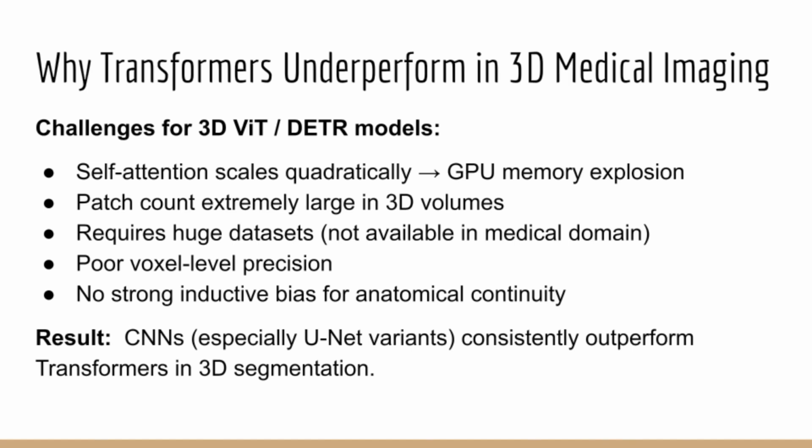The second one is structural limit. Transformers lack the strong inductive bias crucial for anatomical continuity, struggling to achieve the required voxel-level precision. The conclusion is evident. CNN's, especially U-Net variants, consistently outperform transformers in 3D segmentation. This is why our paper chose a 3D CNN backbone as the foundation for optimizing MAE.